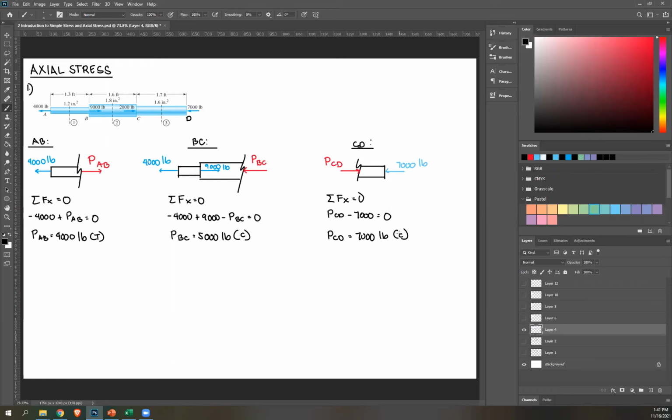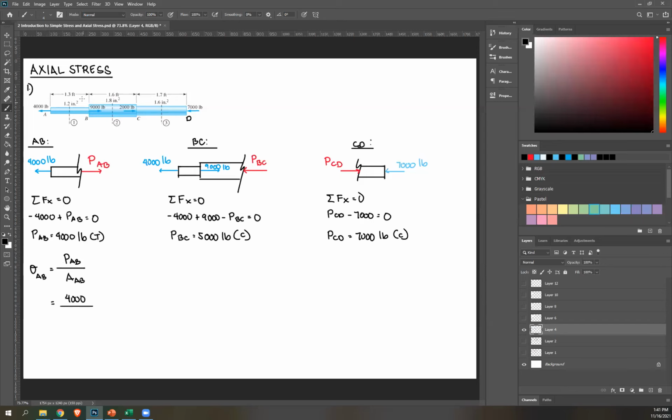Again, the question here is getting the normal stress. So you use that in the equation for normal stress, which is simply sigma equals P over A. So for segment AB, that's sigma AB equals PAB over cross-sectional area AB. So now it's just a matter of substituting your values. PAB is 4,000 pounds over cross-sectional area of AB.